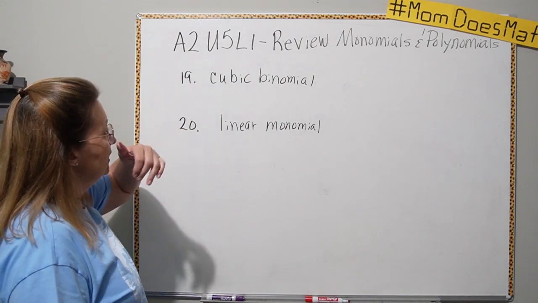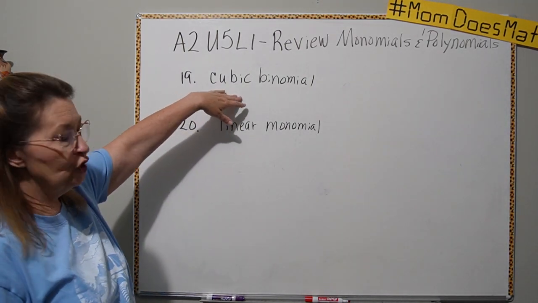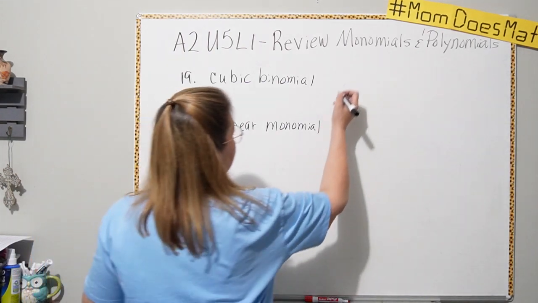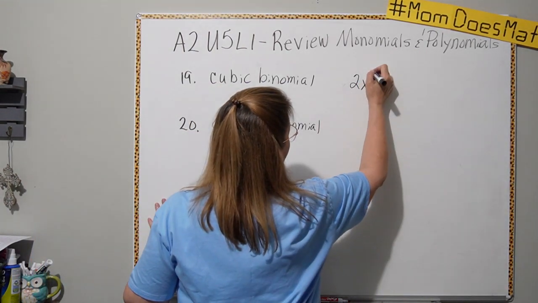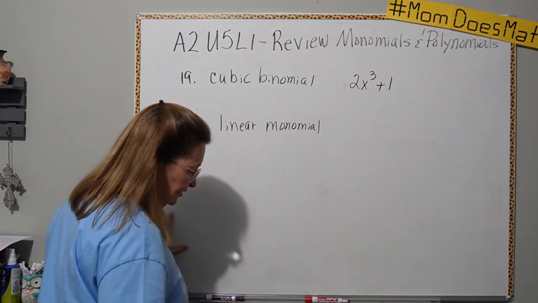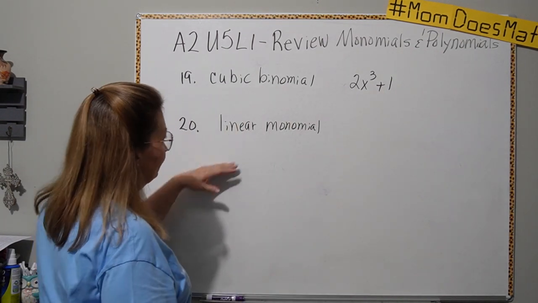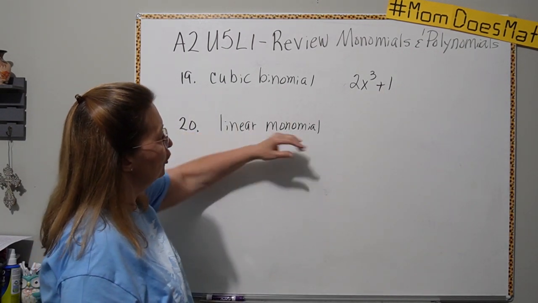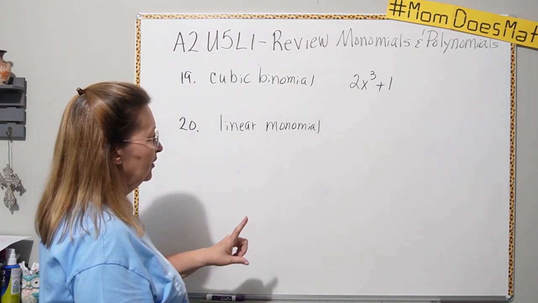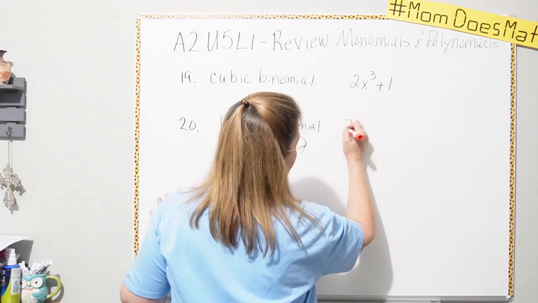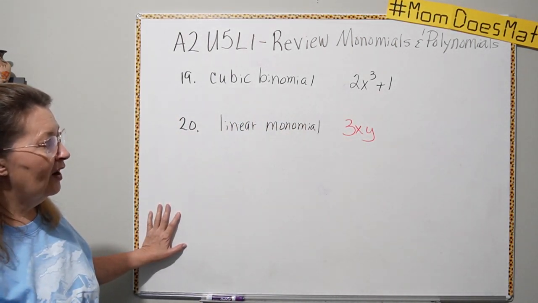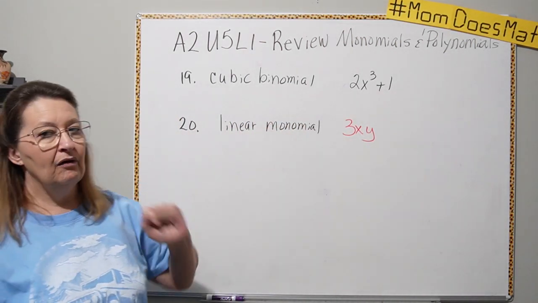Okay, for number 19, they want me to give a cubic binomial. So cubic is to the 3rd power. So I can just put 2x to the 3rd. Now binomial means 2 terms. So, all right. Then a linear monomial. Linear means only one, the exponent of 1. So that would be a linear monomial. No higher exponent than 1. And only 1 term.